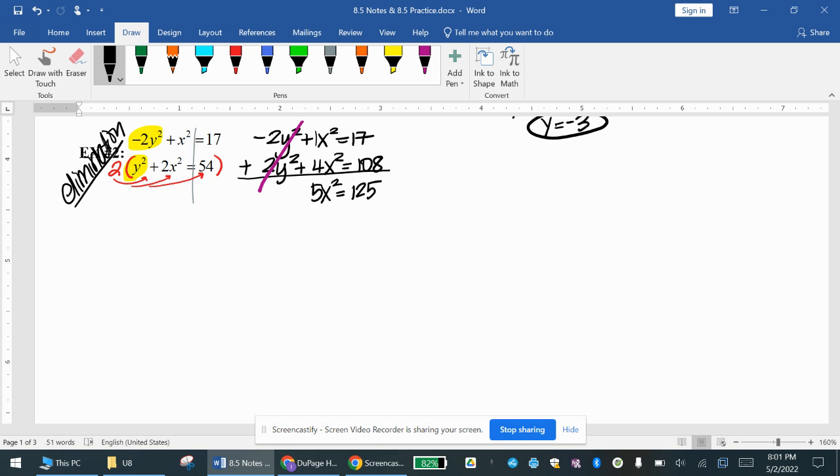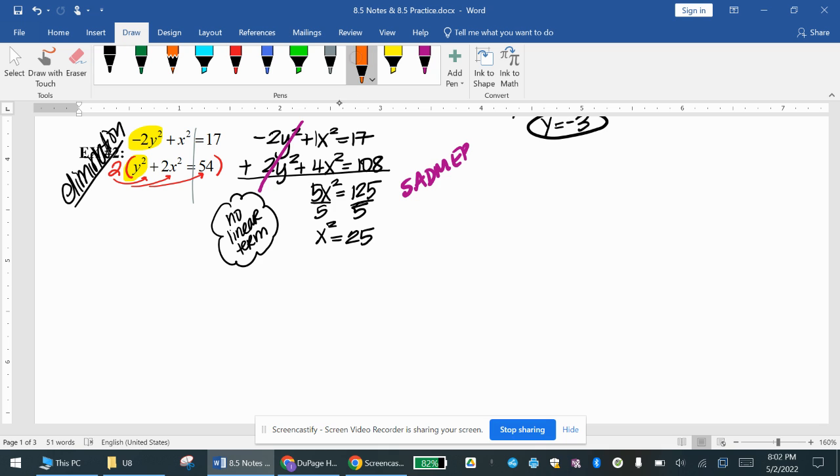Now this is a quadratic equation. You can set this equal to 0 if you want, but I noticed that there's no linear term. And when there's no linear term, I personally feel that SADMAP is a lot easier to use in solving than quadratic formula or trying to factor. So the objective of SADMAP is for you to get the variable by itself. So right now the variable is being multiplied by 5. So if I divide by 5, I get x squared equals 25.